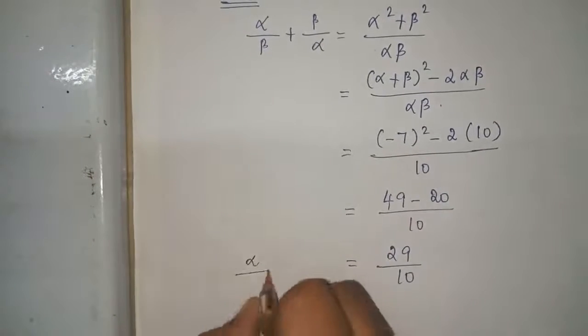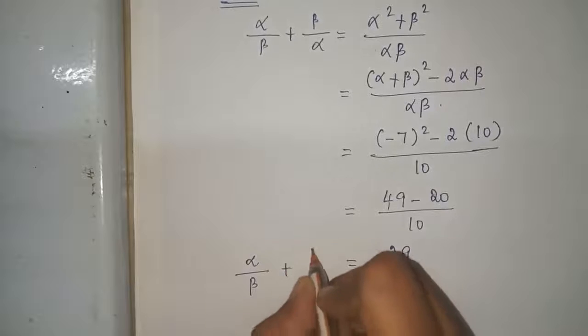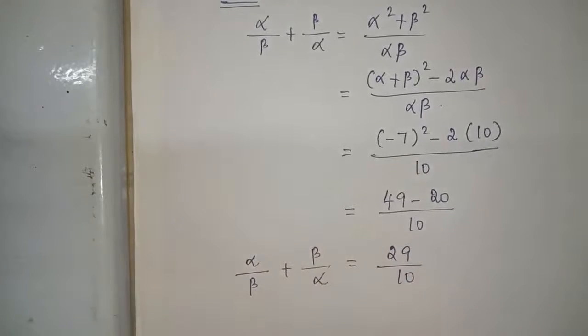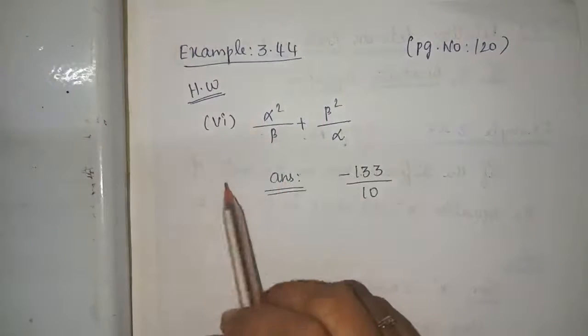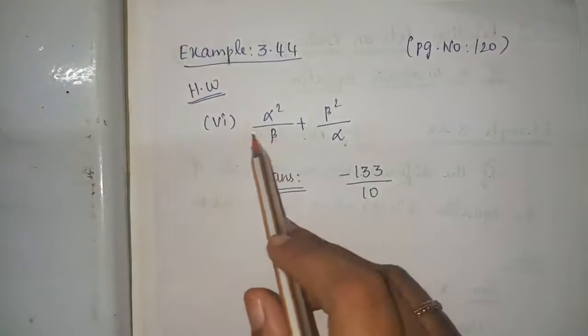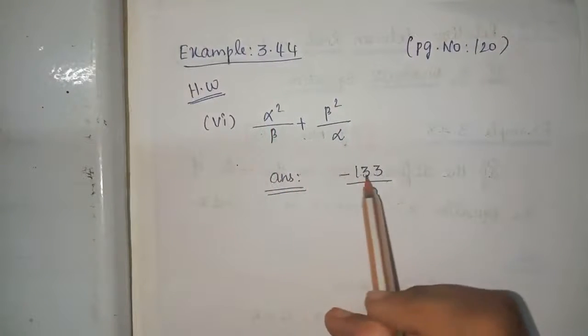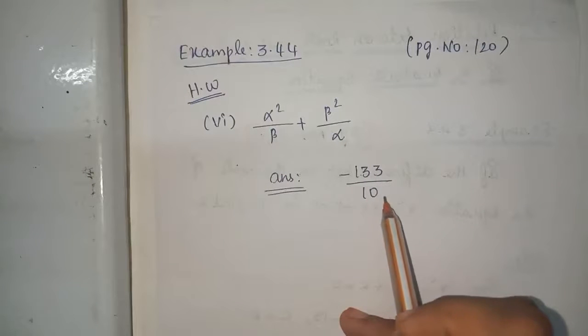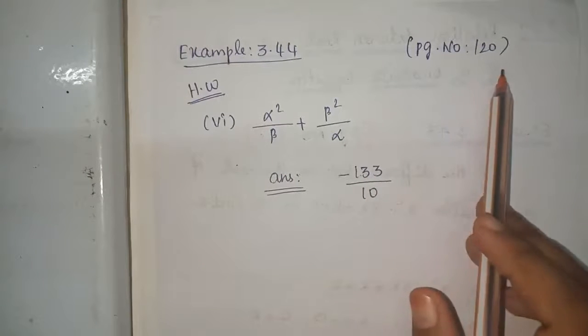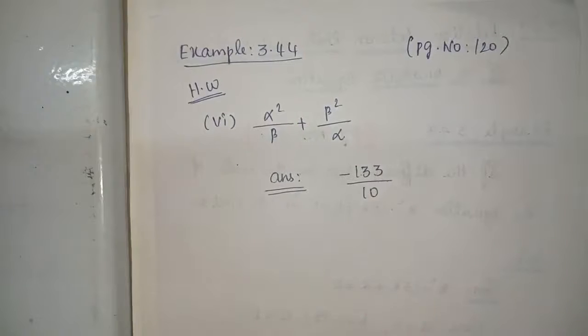So this is the value for alpha by beta plus beta by alpha. Example 3.44, sixth subdivision is your homework problem: alpha square by beta plus beta square by alpha. The value for this is minus 133 by 10. This belongs to the same page number 120.